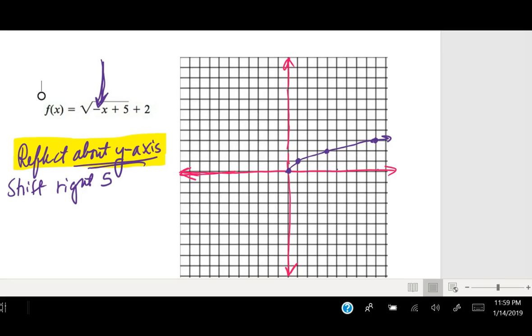Okay, this only affects the horizontal. And if you think about it, that makes sense because you're reflecting about the y-axis. Okay, a horizontal shift, a reflection.